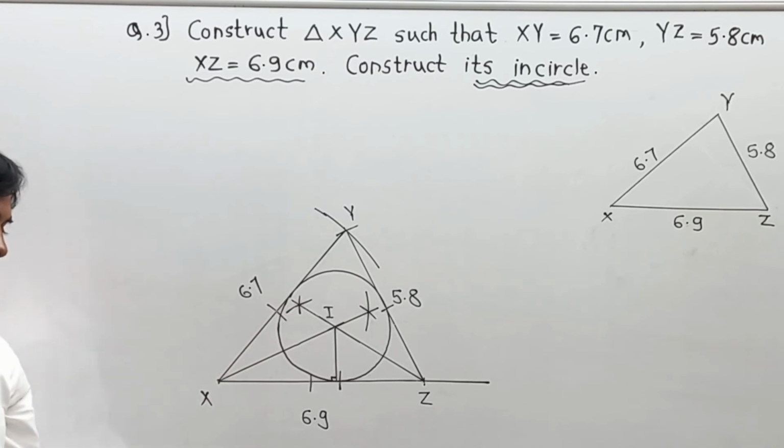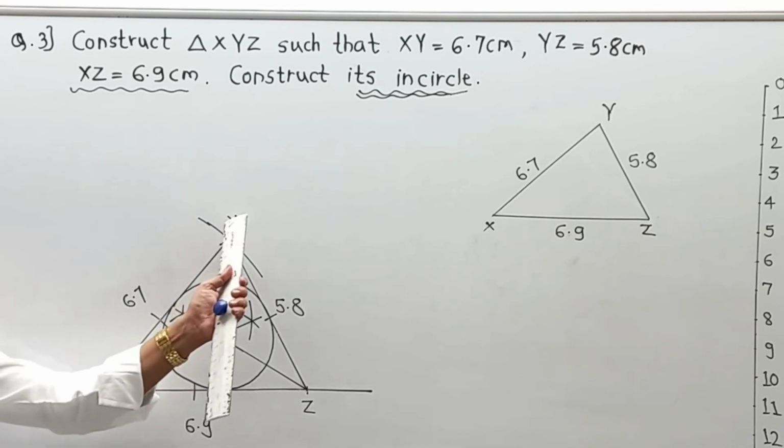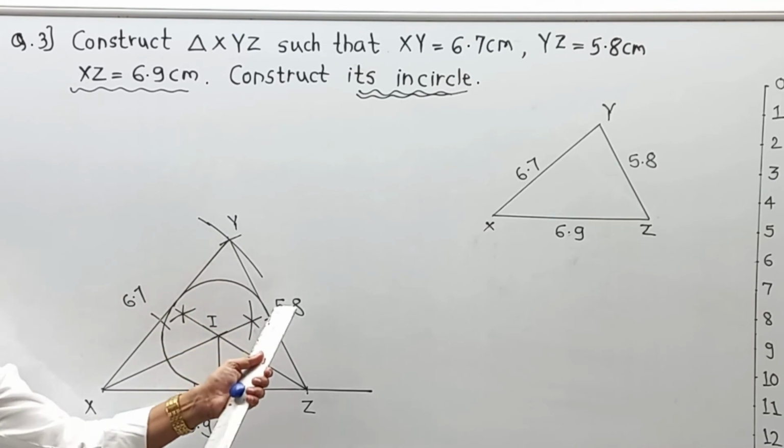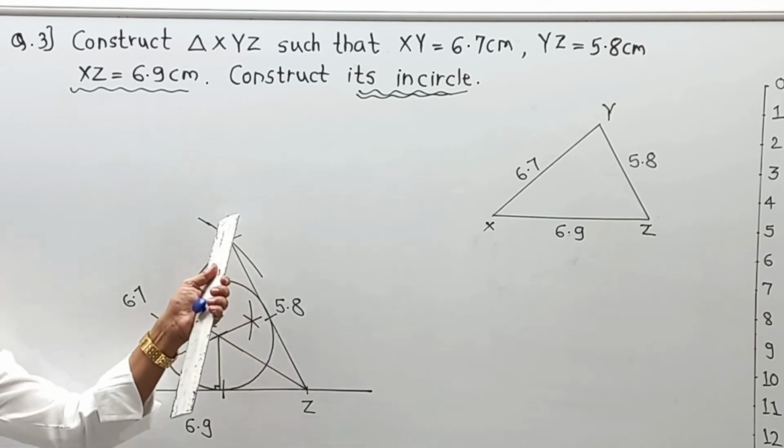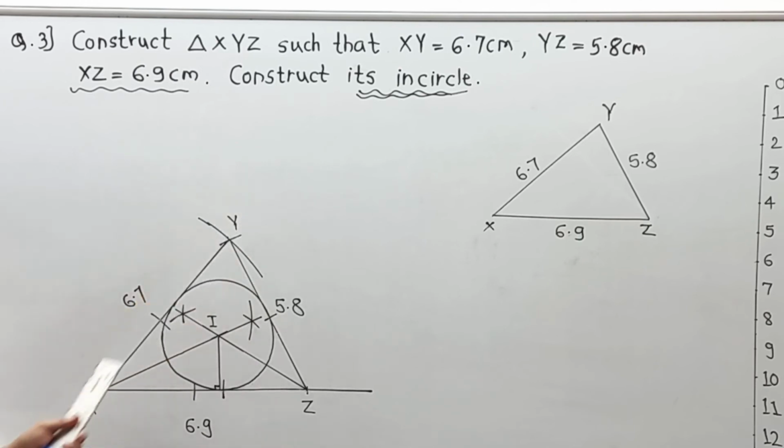Again, the procedure. First of all, we have taken XZ, which is larger in length, that's why 6.9 centimeter. After that, we have taken a distance 6.7 in a compass and made the first arc. From Z, we have taken a distance 5.8, second mark, and we are able to get the point Y. After that, we have completed triangle XYZ over here.